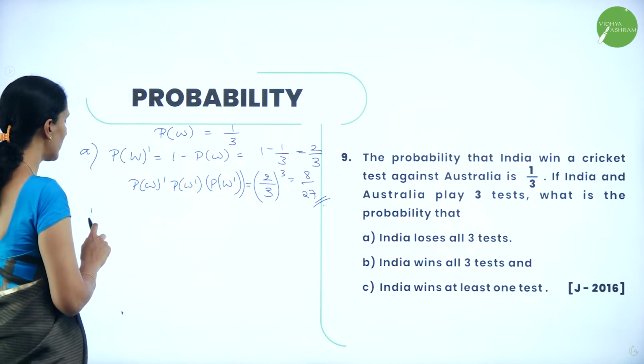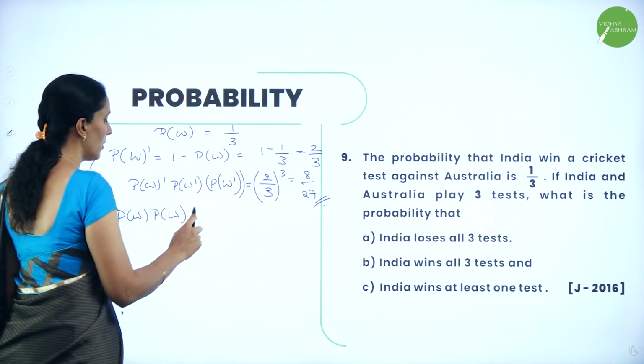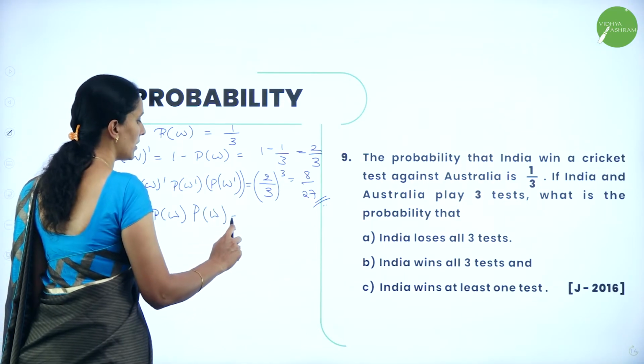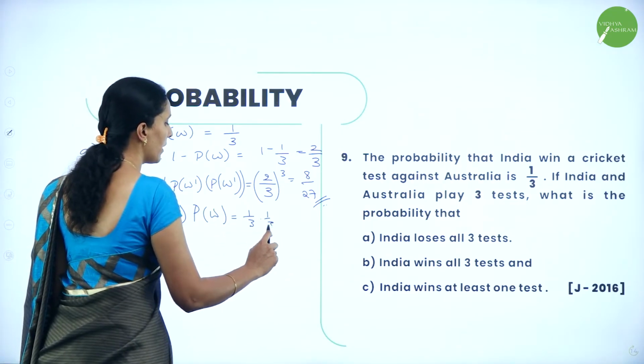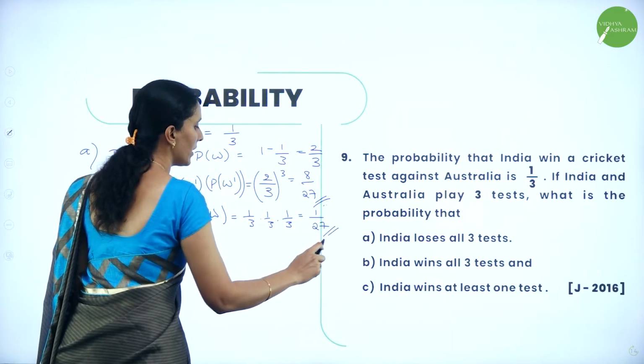Next they have given India wins all the 3 tests. If it wins all the 3 tests, it means P of W, P of W, P of W. So that is 1 by 3, 1 by 3, 1 by 3, which is equal to 1 divided by 27.